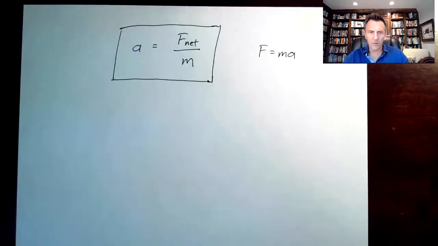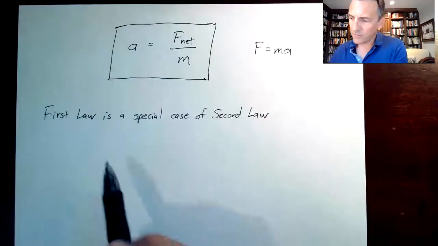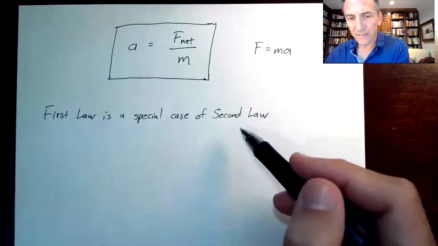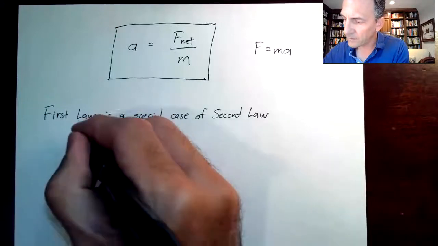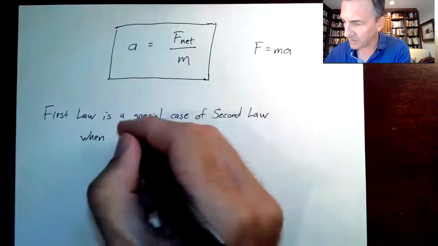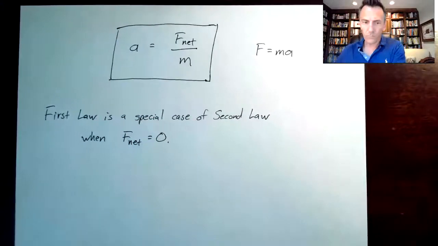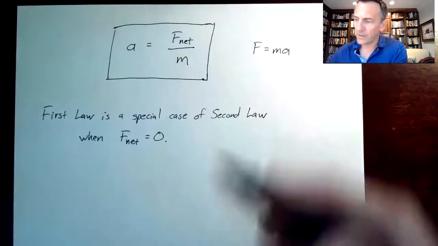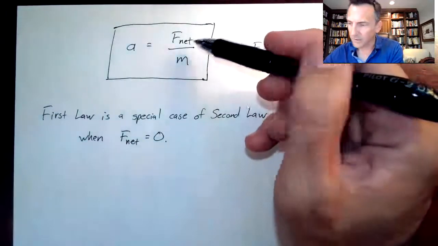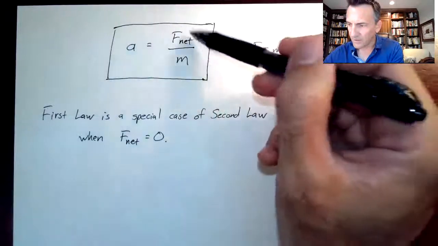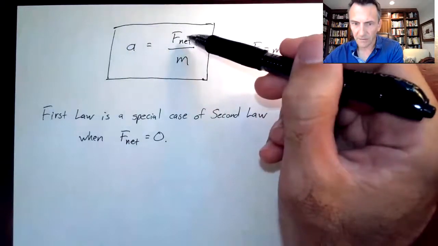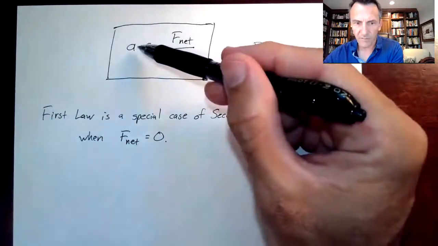The one last thing I want to say about Newton's first and second laws is that the first law is really just a special case of the second law. And here's what I mean by that. The first law is the case of the second law when the net force is zero. So looking at the formula, we can see right away that if F net is zero, then the acceleration must be zero. Since F net's in the numerator, 0 divided by anything is 0. So acceleration must be 0.